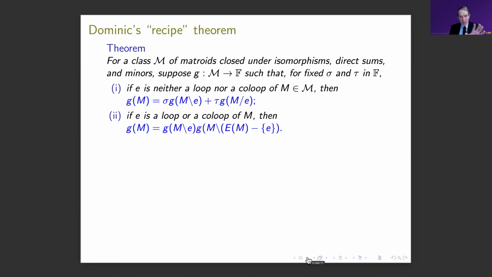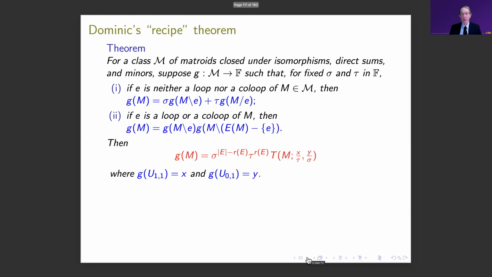Now, it's not going to surprise you to imagine that this function g is going to have something to do with the Tutte polynomial. And sure enough, it's a weighted version of the Tutte polynomial. So the function g is, you've got a factor of sigma to the rank of the dual matroid, tau to the rank of the matroid, and then the Tutte polynomial of the matroid evaluated with these sigma and tau appropriately included.